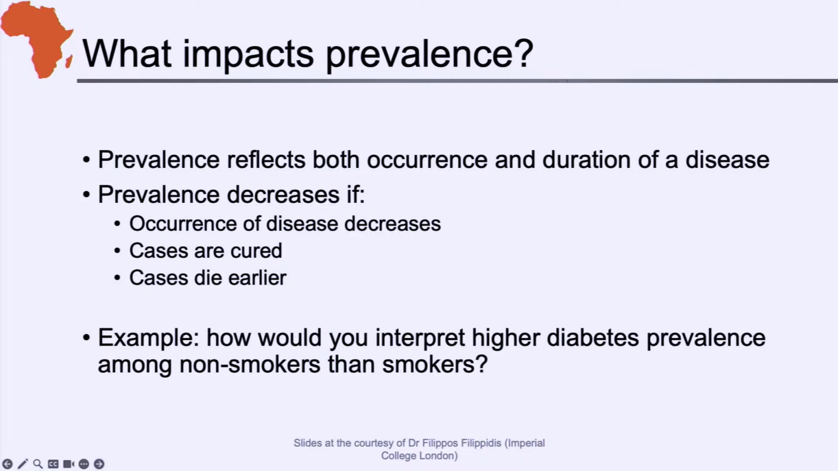So this is a question now for you. How would you interpret higher diabetes prevalence among non-smokers than smokers? The answer is on the slide. It's in the 3 sub-bullet points, but which one would it be?